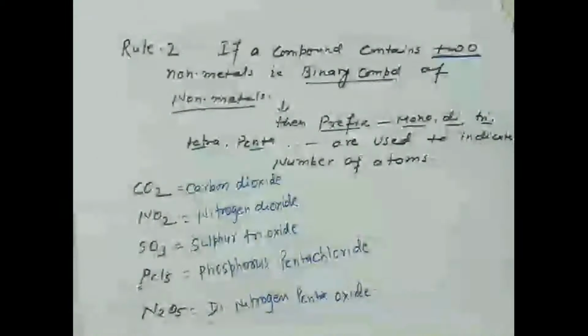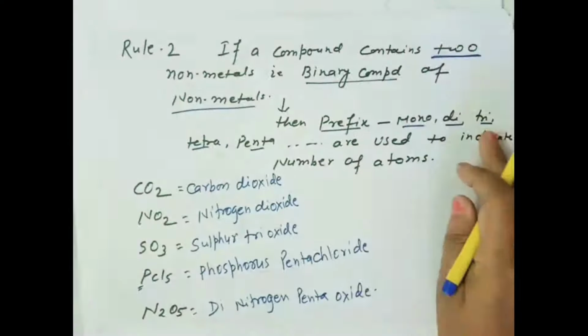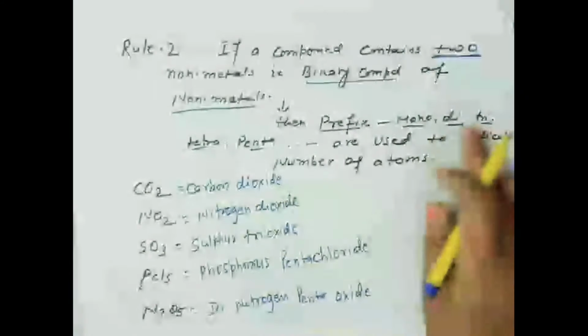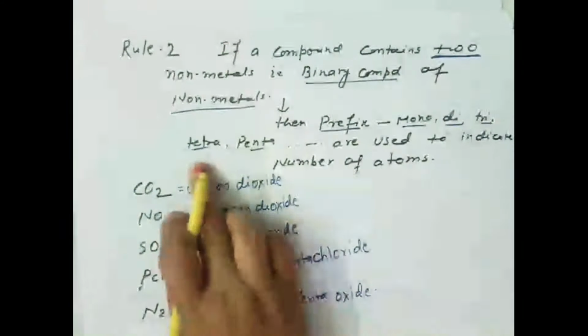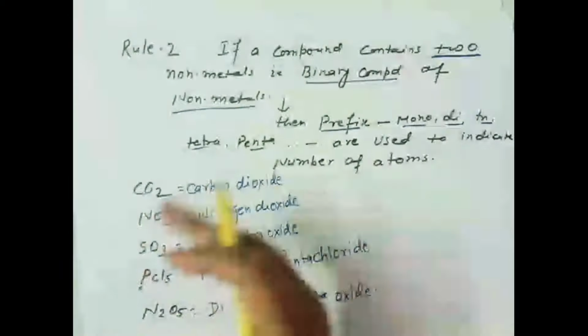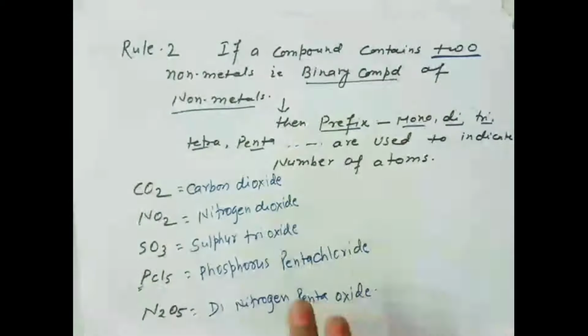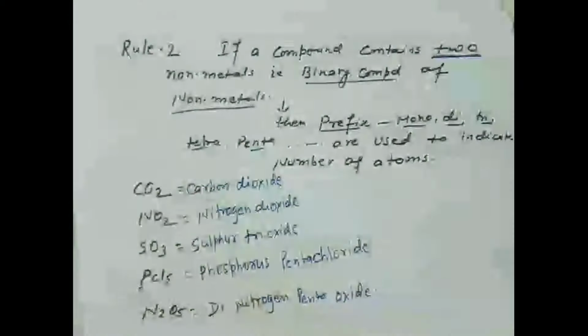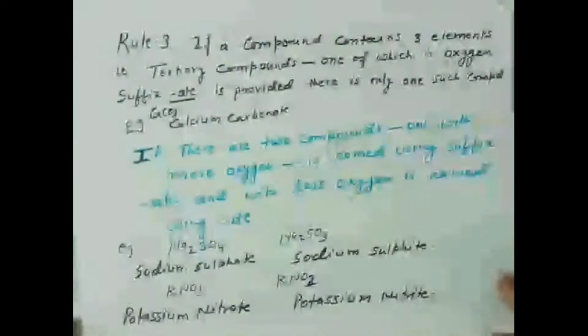So in this way, if the compound is composed of 2 elements and both the elements are non-metal, then we have to use the prefix mono for 1, di for 2, tri for 3, tetra for 4, penta for 5 and so on. We have to indicate the number of atoms. Now come to rule number 3.